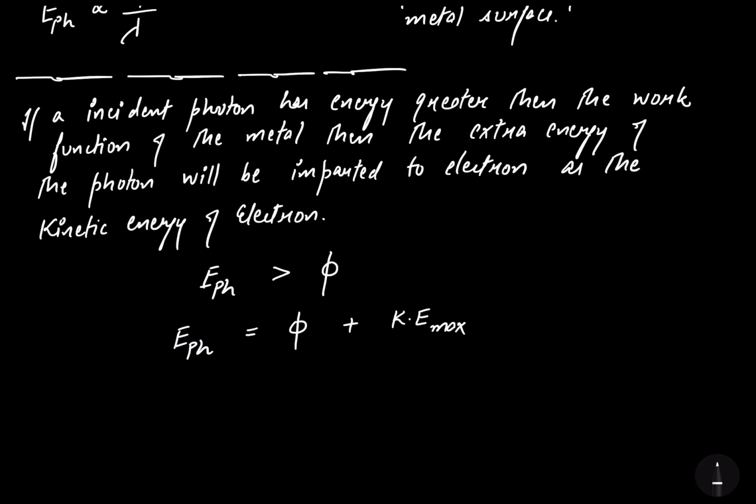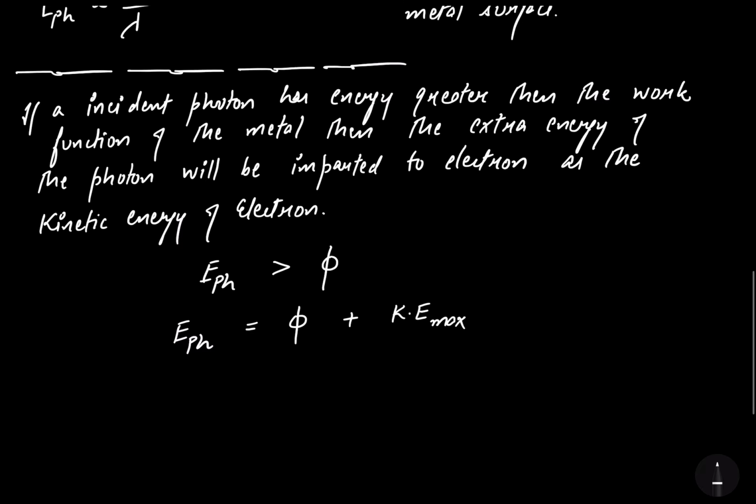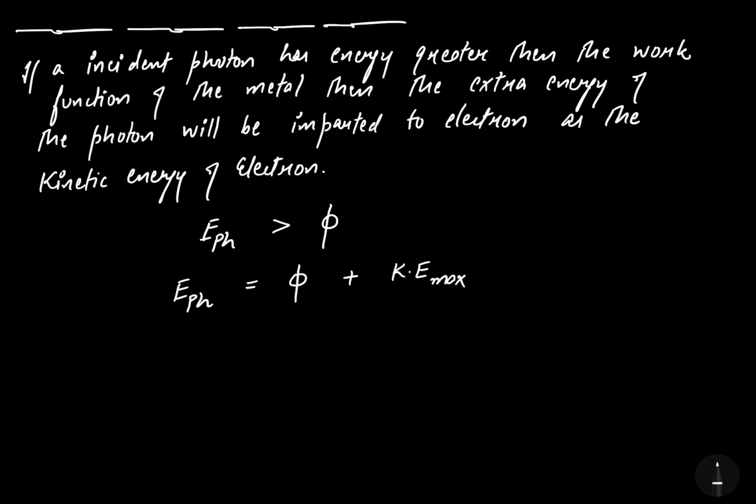So it is the maximum kinetic energy that electron will acquire after ejection, and that will be equal to the extra energy which the photon is having other than the work function. So now what next? Now the energy of photon will be equal to h nu. The phi is h nu naught plus kinetic energy of electron. Or you can also write h c by lambda is equal to h c by lambda naught plus kinetic energy of electron.